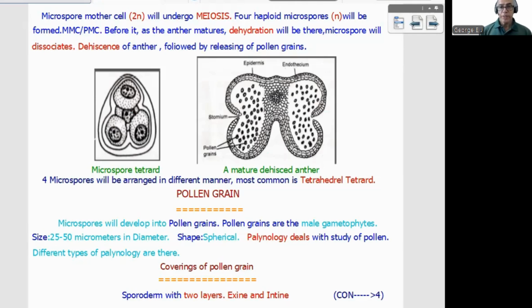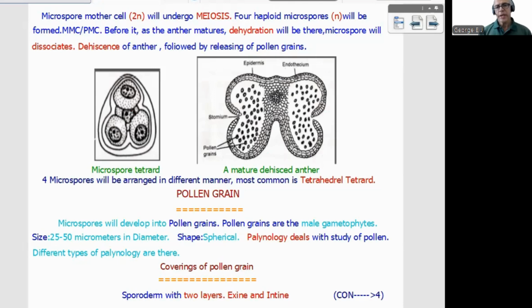Exine is made up of a specific chemical called sporopollenin that is supposed to be one of the most resistant chemicals of this world. And that is one of the reasons why these pollen grains become fossils. And on this exine, beautiful designs will be there. And now in ornament fields, these designs will be analyzed. Photographs will be taken. Based on it, ornaments will be designed. So a new branch is developed. It is called exine sculpturing or ornamentation.